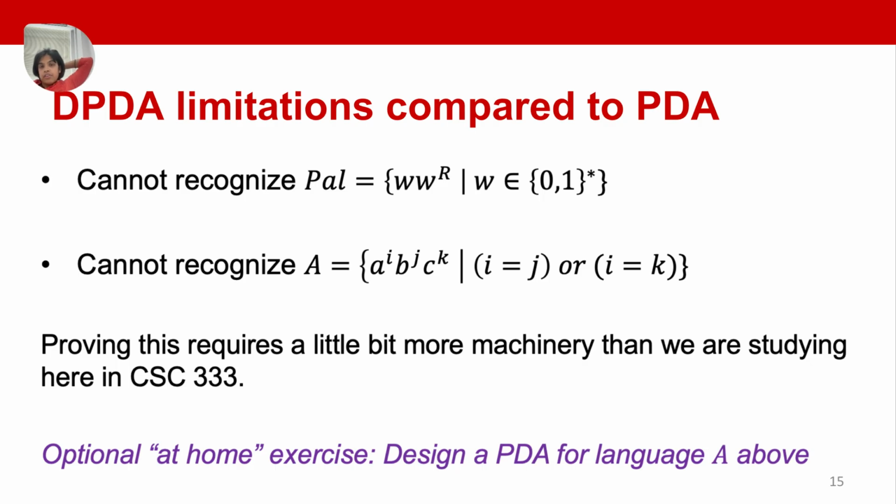Proving this, like actually showing that it's not deterministic, would require a bit more machinery than we have in 333. So you know that you can draw a pushdown automata for it. Actually proving that there is no deterministic one requires a little bit more. But it would be good for you to draw a pushdown automata for this language A and see why it's deterministic and compare it to those 4 conditions that I said, only one of those transitions can be true.